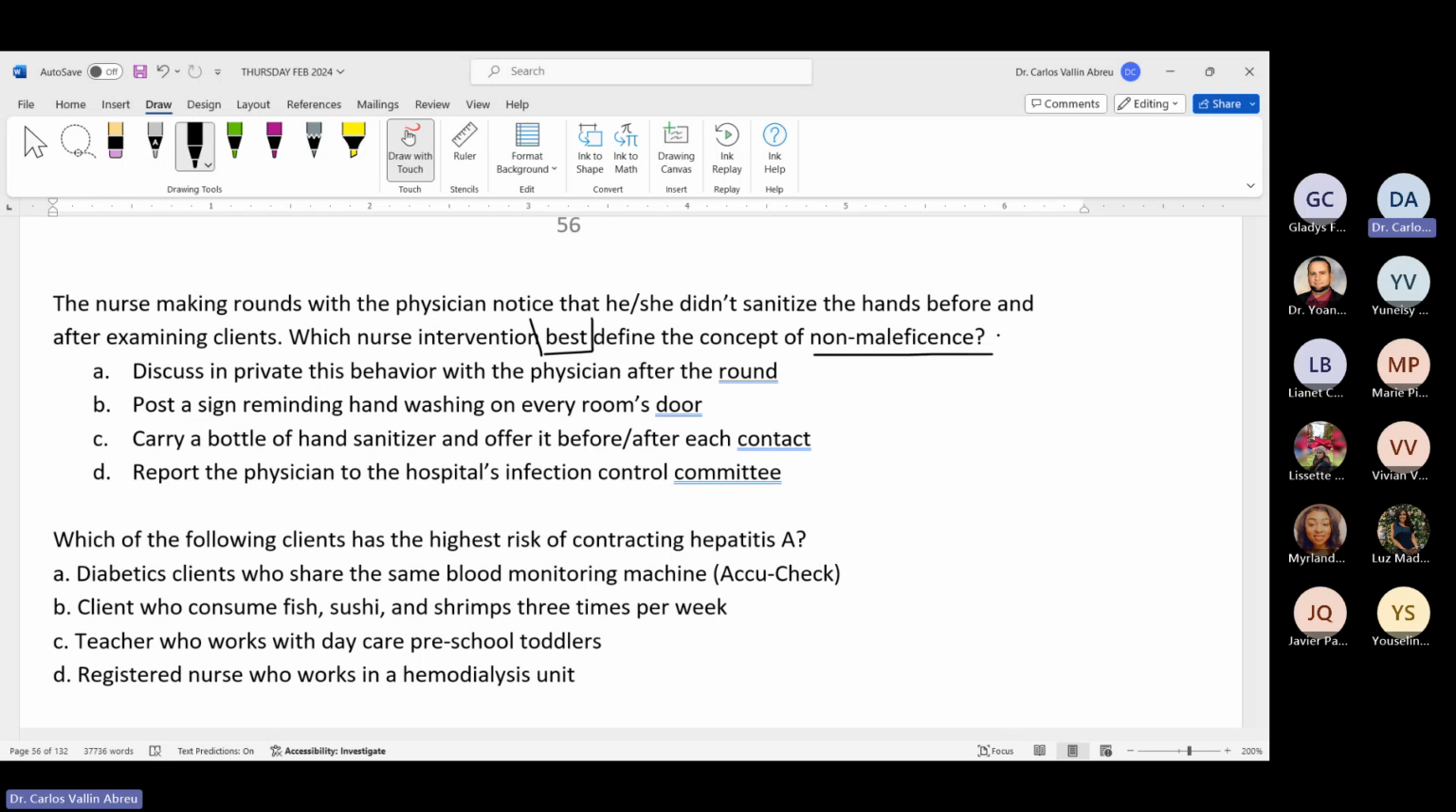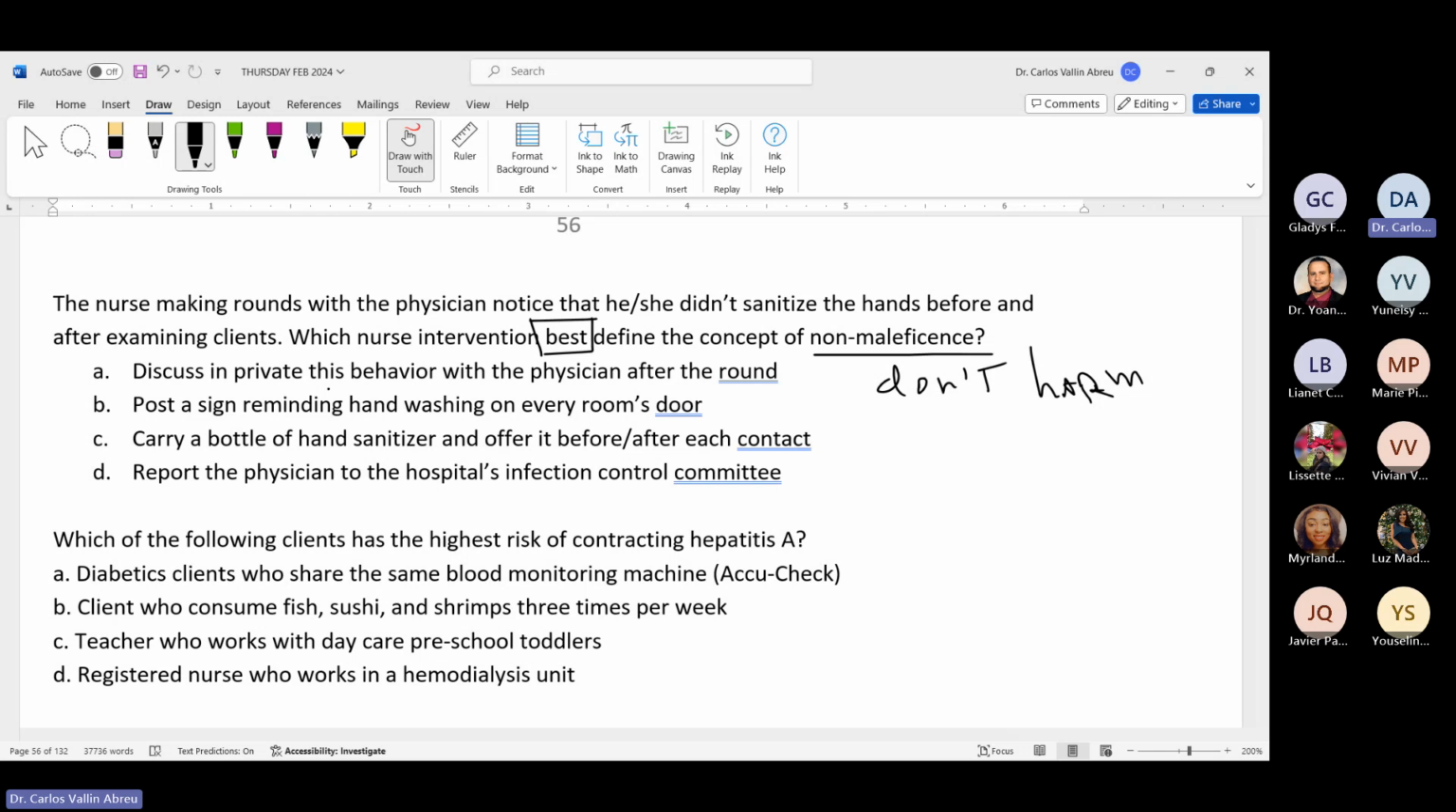non-maleficence. So what does non-maleficence mean? Don't harm. Don't produce harm to the client. This is the concept of non-maleficence. Whatever you do or you don't do is to avoid harming the client. So let's see. And they are asking for the best.